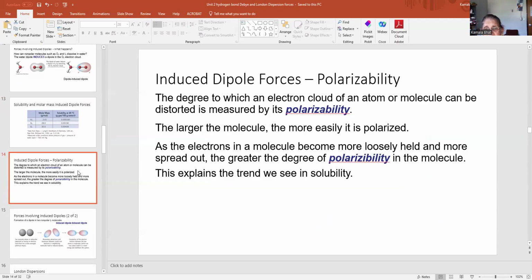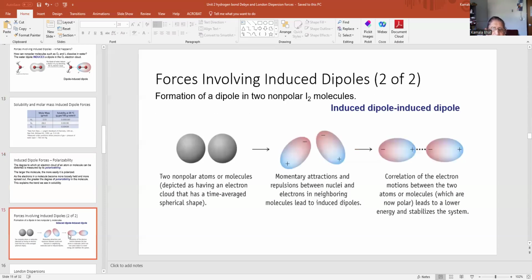The degree to which an electron cloud of an atom or a molecule can be distorted is measured by the polarizability. The larger the molecule, the more easily it is polarized. As the electrons in the molecule become more loosely held and more spread out, the greater the degree of polarizability in the molecule. This explains the trend we see in solubility.